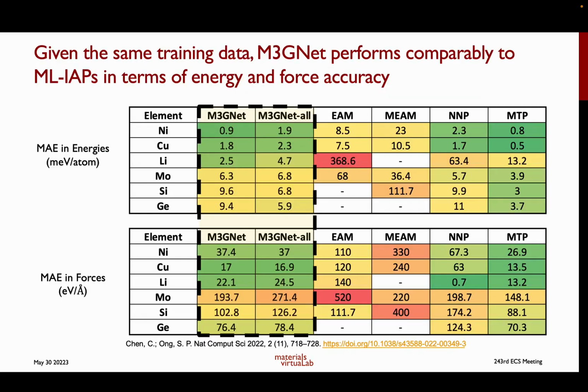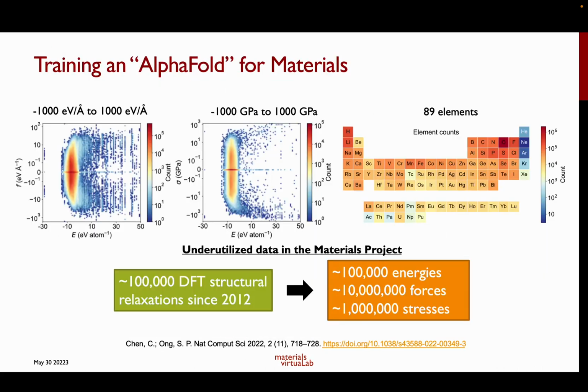Now, given the same training data, we can show that we get roughly the same errors in energies and forces compared to your other machine learning interatomic potentials. But the key strength of this M3GNet architecture is that for the first time, we can fit an interatomic potential for the entire periodic table, okay? So what we have done is to go to the Materials Project, which has performed about 100,000 DFT structure relaxations since 2012.